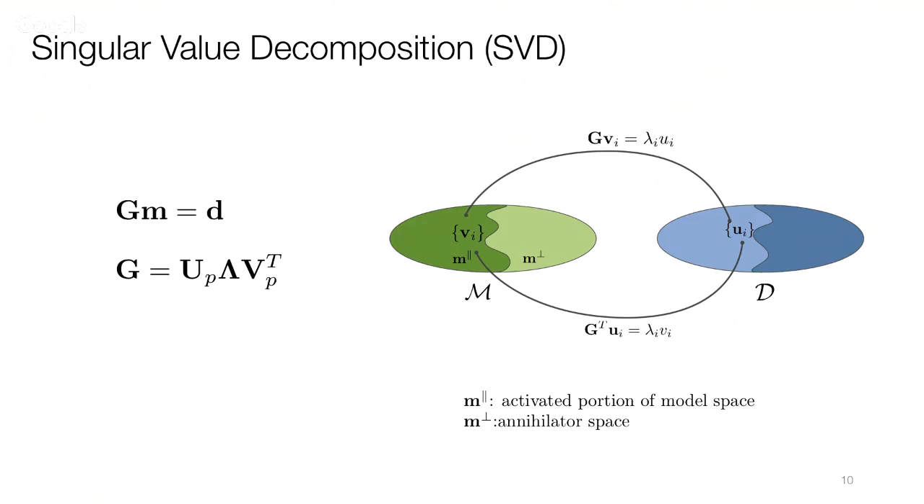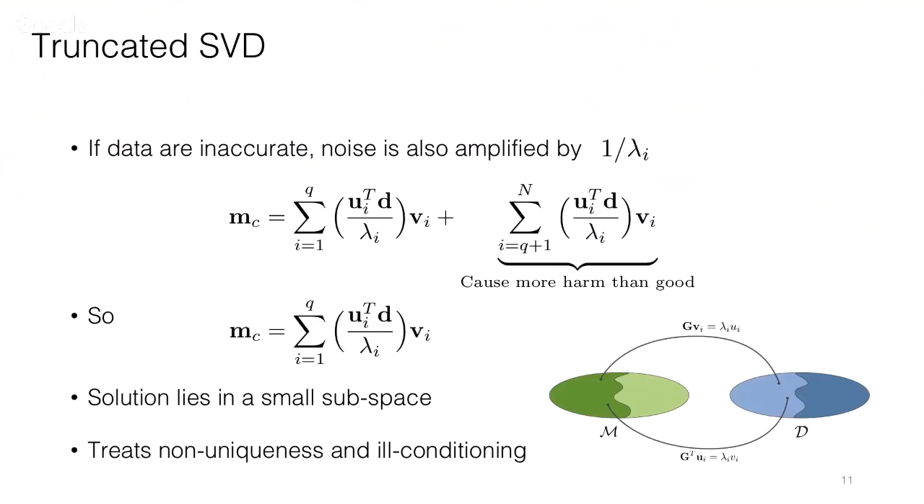U are the activated data vectors in data space, and lambda the singular positive number. The thing about this is that it connects each vector VI with UI, and vice versa. So that means there's an infinite connection. But we don't necessarily want to use all of those. We just maybe want to use a few, and a lot of those cause more harm than good. So we find a solution that lies in the subspace.